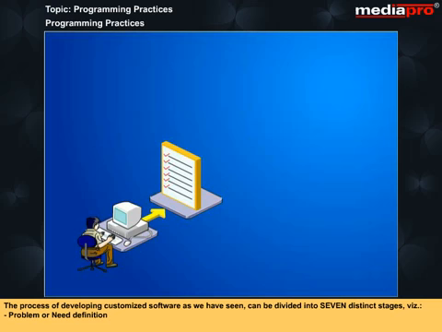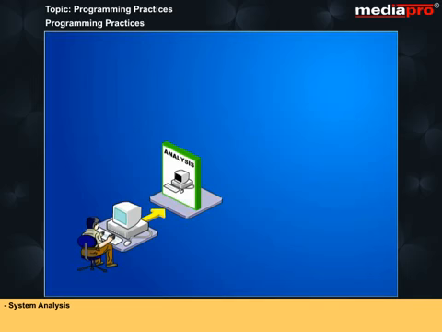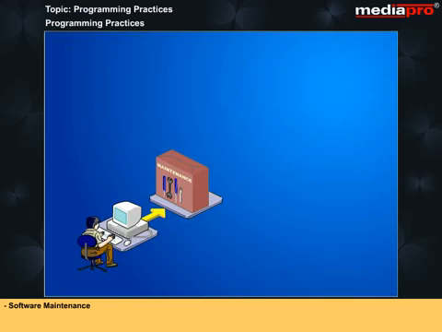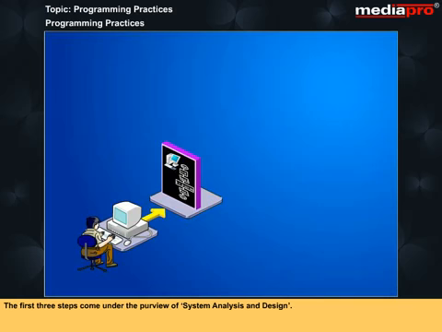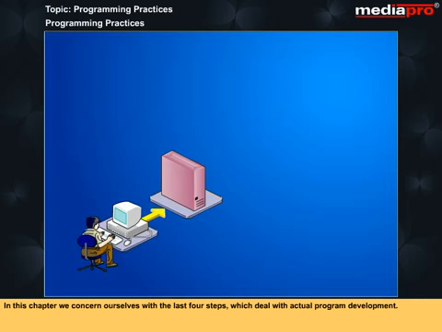The process of developing customized software, as we have seen, can be divided into 7 distinct stages: problem or need definition, system analysis, system design, programming analysis, program preparation, program implementation, and software maintenance. The first 3 steps come under the purview of system analysis and design. In this chapter, we concern ourselves with the last 4 steps, which deal with actual program development.